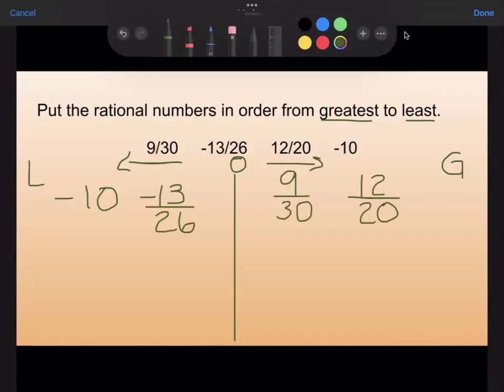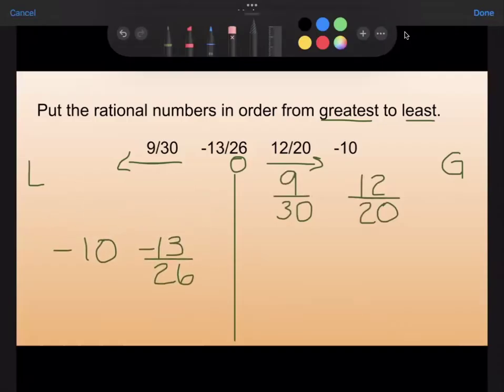On the negative side, it is more about which number is further away from 0. That is the one that is the least. So with these two numbers, I have -10 and -13 over 26. Well, -13 over 26 is equivalent to -1/2. So -1/2 is closer to 0 than -10. So I think these are already in the right order here. So I'm just going to go ahead and move, oops, I was going to try to drag them down. There we go. And move them down here. So -10 is further away from 0 than -1/2.